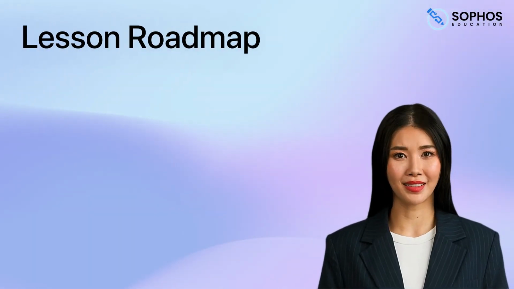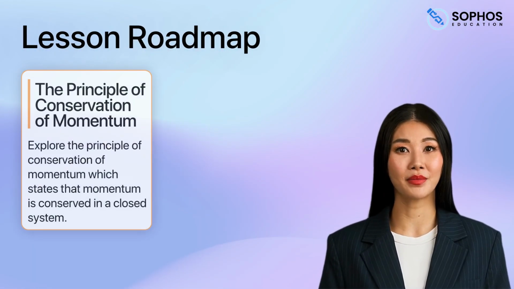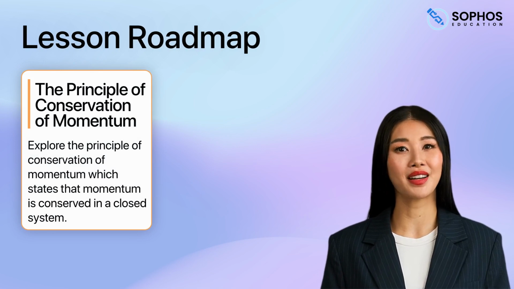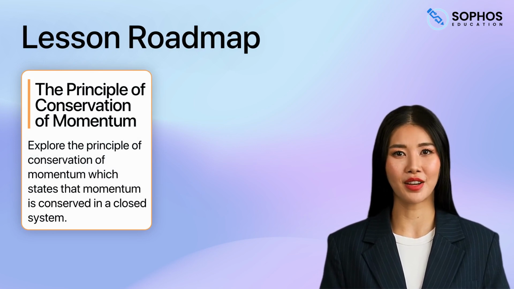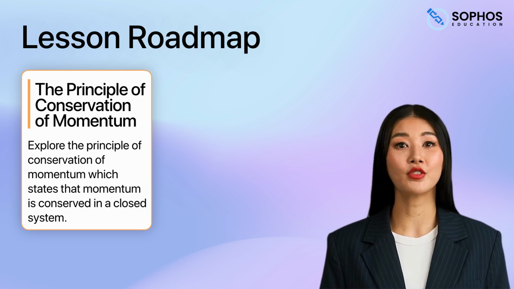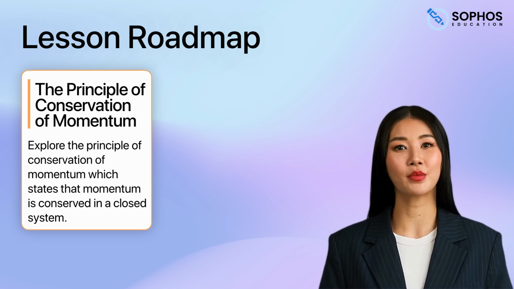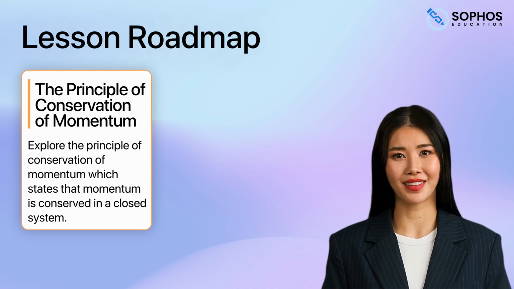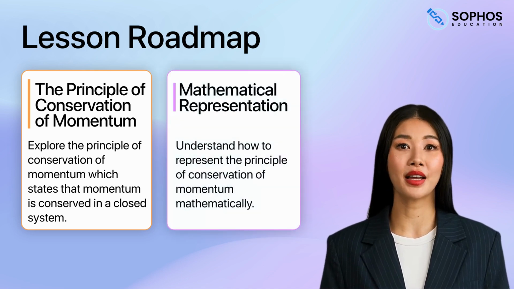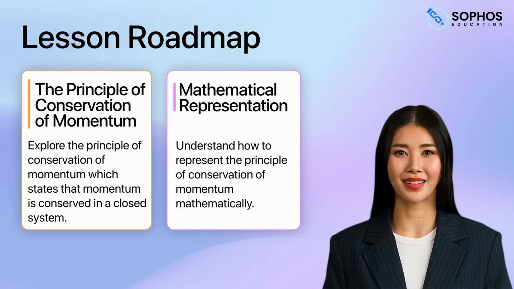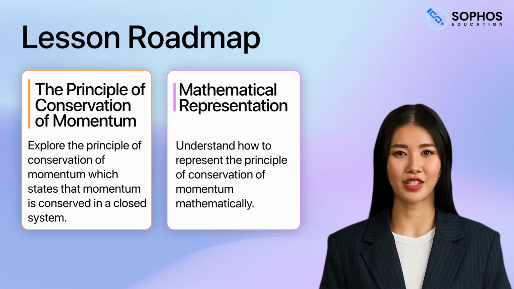Our plan for this lesson is as follows. We will begin by exploring the concept that, similar to energy, momentum is conserved in a closed system. The total momentum before an event is equal to the total momentum after the event. Next, we will learn how to represent this principle mathematically and apply it to several practice questions.